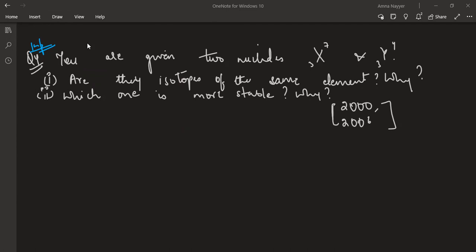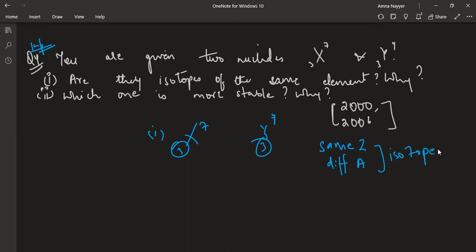Not ratio, Mariam. Rehan, right. See, yes, they are isotopes because their atomic number is the same. Look, class. X and Y, these are random elements. We don't know what they are. X is 7, 3. Y is 4, 3. This is the same. Didn't we do this? This is 4. This is the same atomic number. I told you, same Z, different A. This makes an isotope.